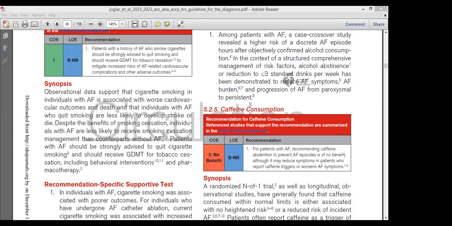So here they're talking about caffeine consumption. They're saying that for patients with AF, recommending caffeine abstinence to prevent AF episodes is of no benefit, although it may reduce symptoms in patients who report that caffeine triggers or worsens AF symptoms. So they're saying that they don't recommend abstinence from caffeine, even though it may reduce their symptoms.